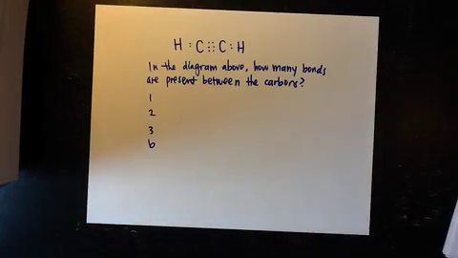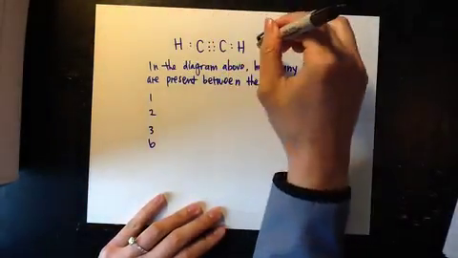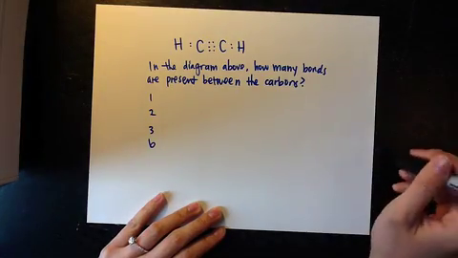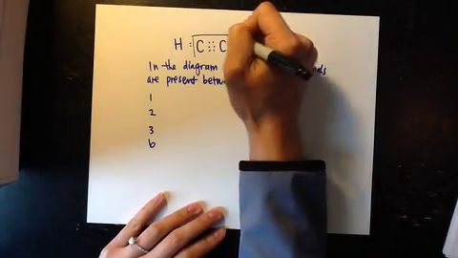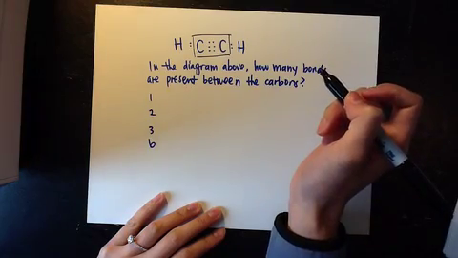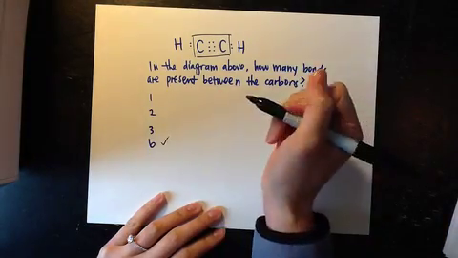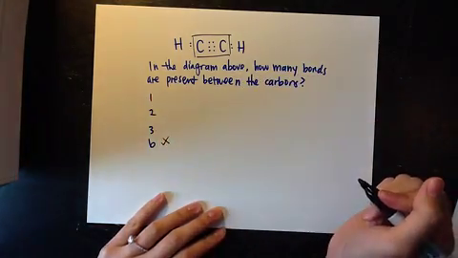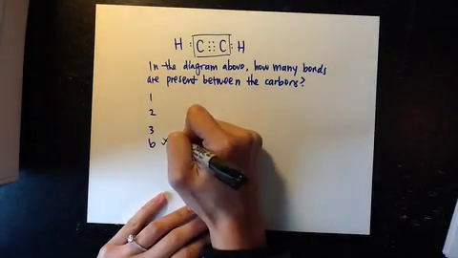So let's go ahead and do an example question. In this diagram, how many bonds are present between the carbons? So I'm looking right here, between the carbons. Wow, that's a lot of dots. That's 6 dots. So the answer is 6. Not. Do not be fooled. This is your trap answer.